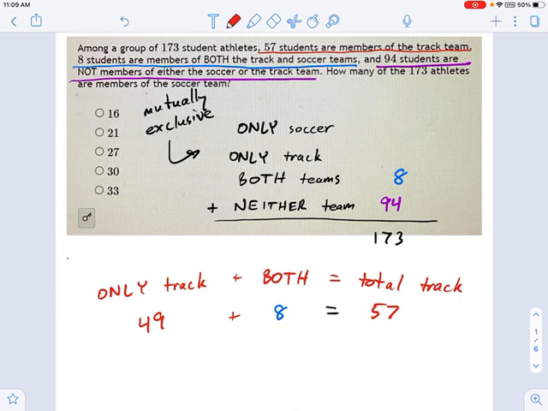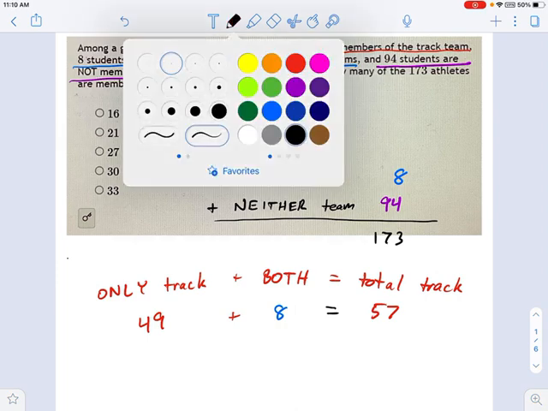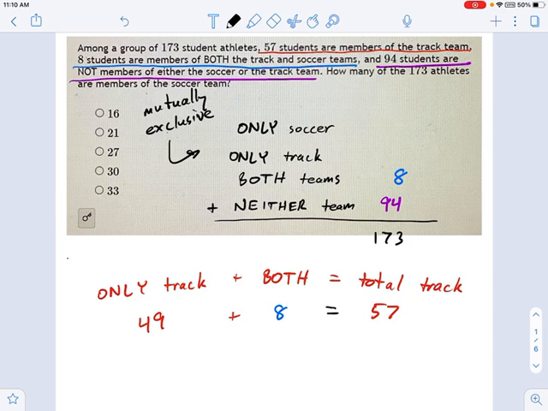And when you add them to the students who run both track and soccer, you get 57 students total who run track. So we've got 49 students who are only track. Now we can figure out how many only run soccer. That's going to be 173 minus 8 minus 94 minus 49. Looks like the soccer team only has 22 people on it.